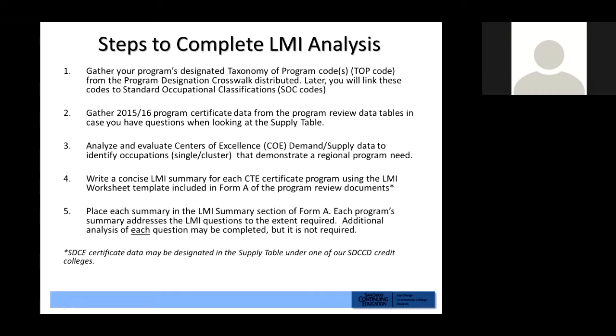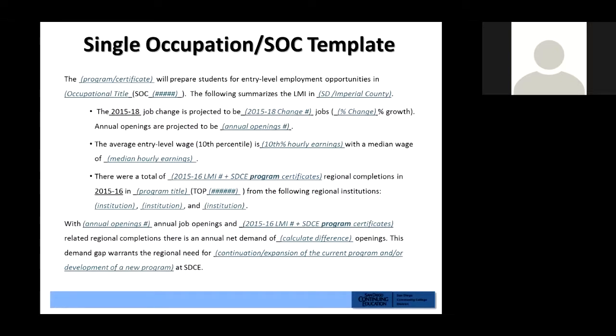We have included directions to complete an LMI summary that will write to or answer the program review questions and requirements within the Ed Code. Also included in Form A are template summary statements for single occupation or multiple occupation programs. These are quite literally fill-in-the-blank summaries with a prompt in each blank to tell you which column of the demand and supply tables to pull your information from. And this is what they look like.